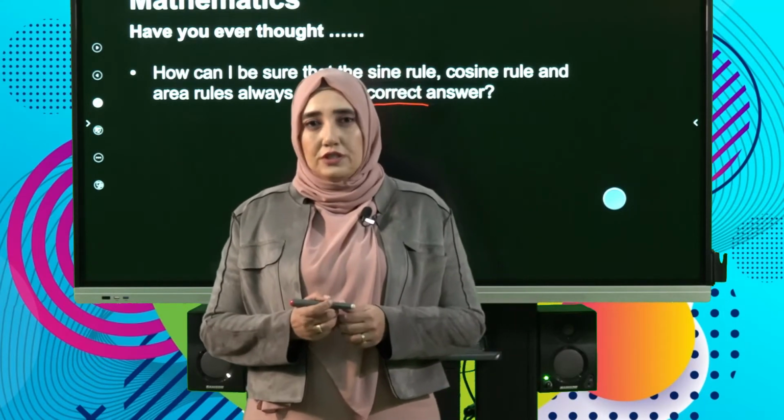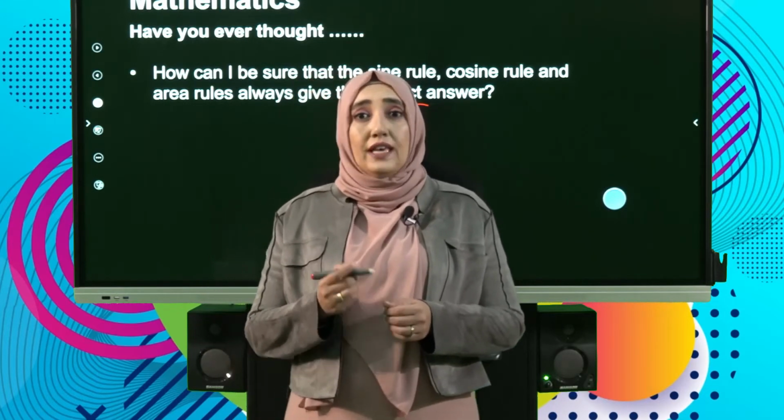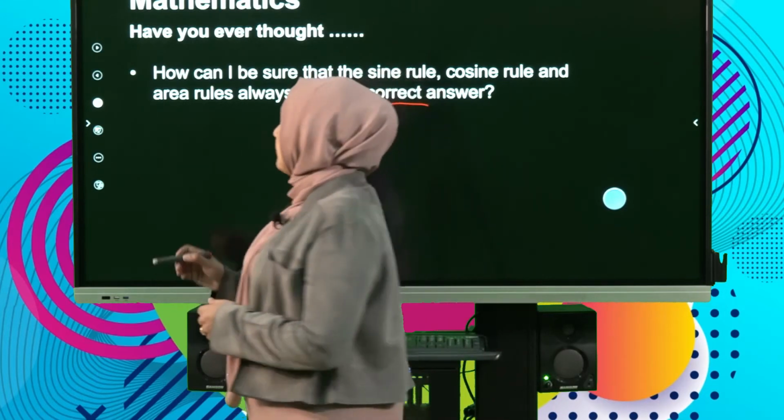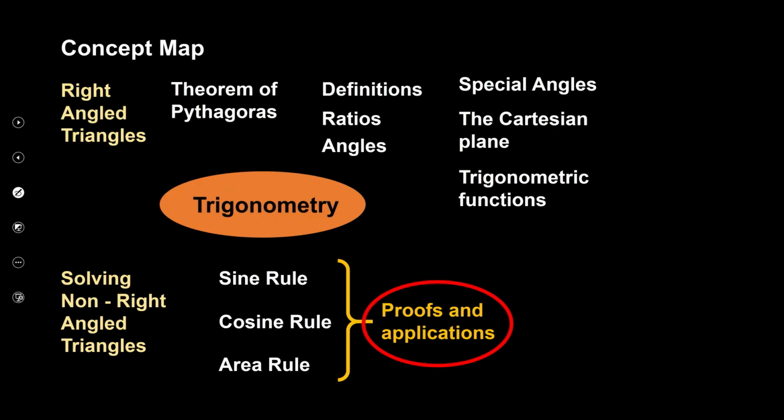Let's begin with the first proof. We're going to start off with the proof of the area rule. Let's begin. So, look at our concept map. We've done all three rules already, and today we're focusing on the proofs and applications.